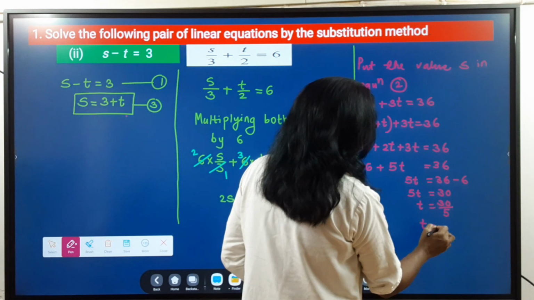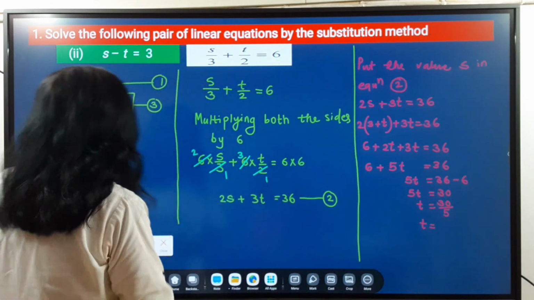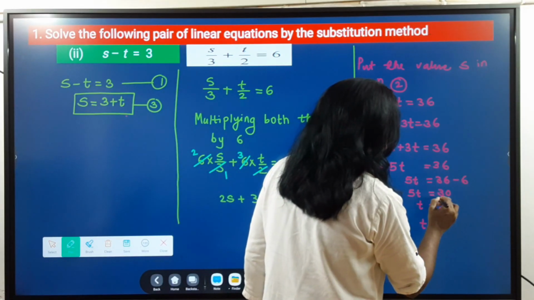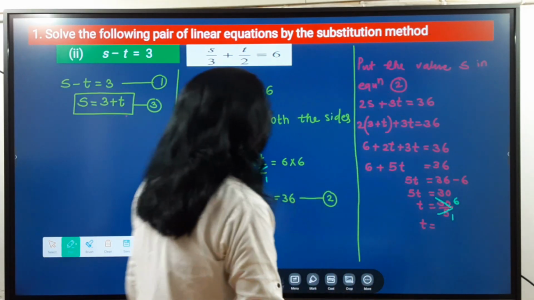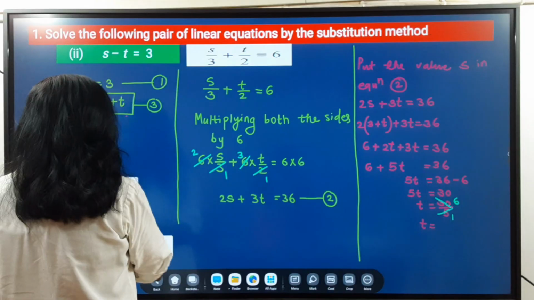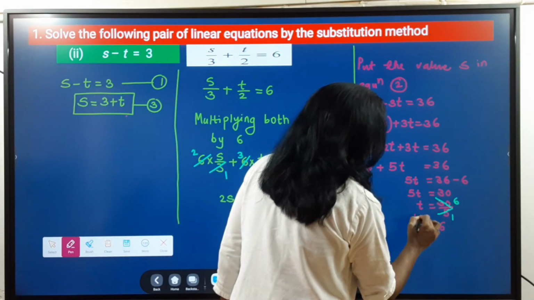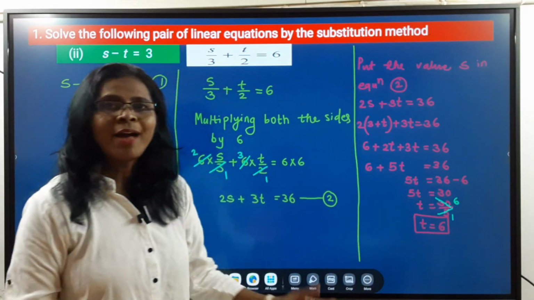That means, students, t is equal to, 5 1s are 5, 5 6s are 30. And that means t is equal to 6. I write down here t is equal to 6. In such a way we have the value of t.